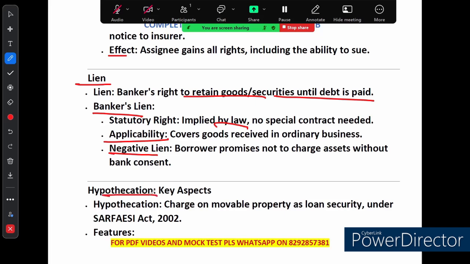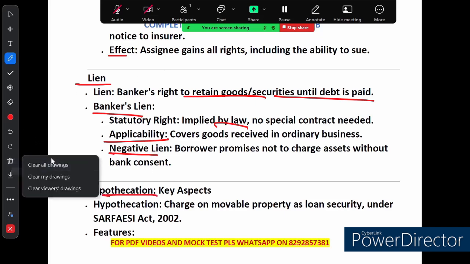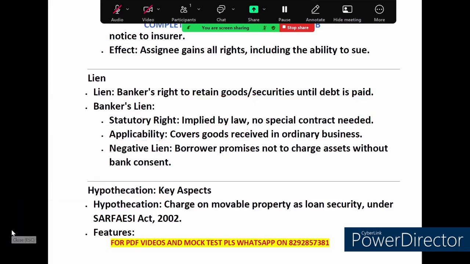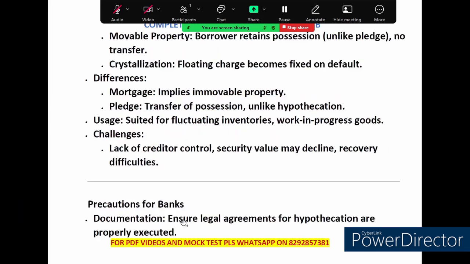Hypothecation means using movable property as security for a loan while keeping possession of the property. It is governed by the SARFAESI Act, which allows the bank to recover their money in case of default, like in the case of a car.